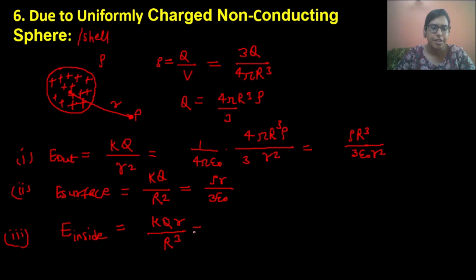And if we change this one, then this will become rho into capital R upon 3 epsilon naught. So the electric field we can write like this.